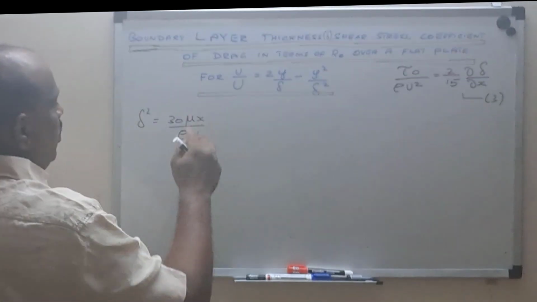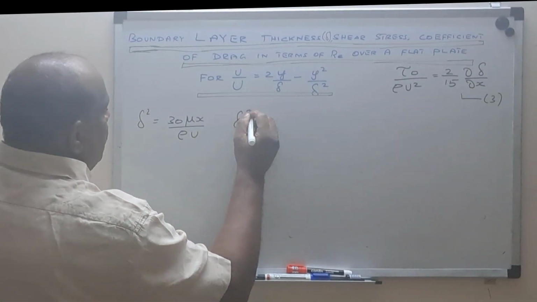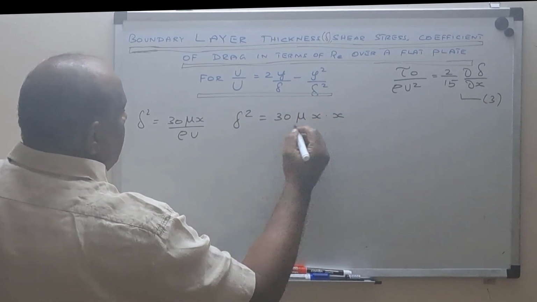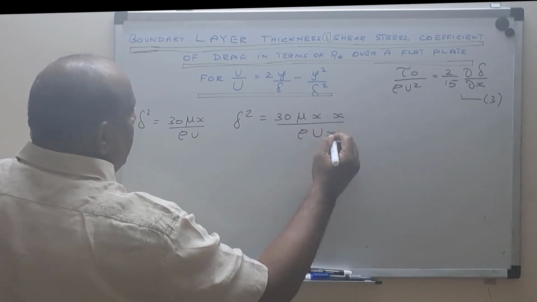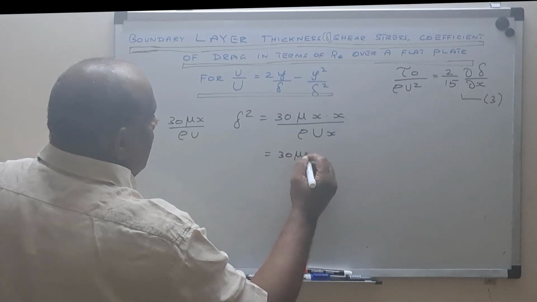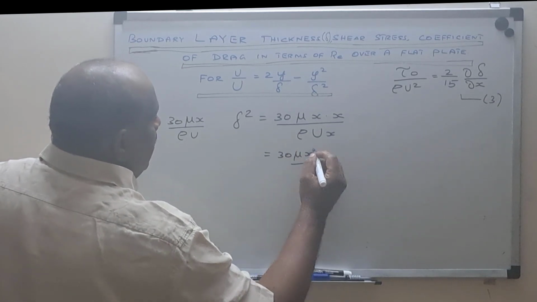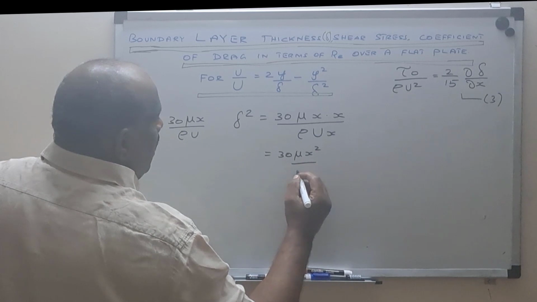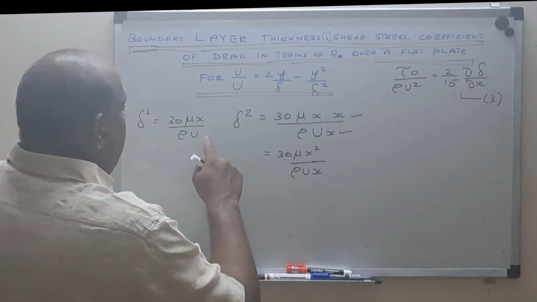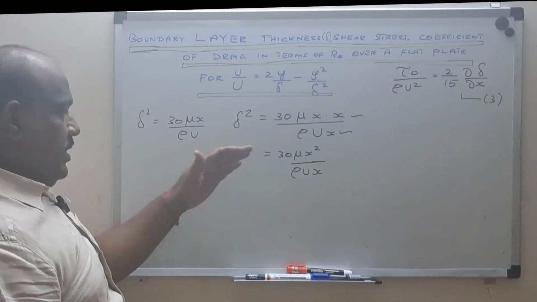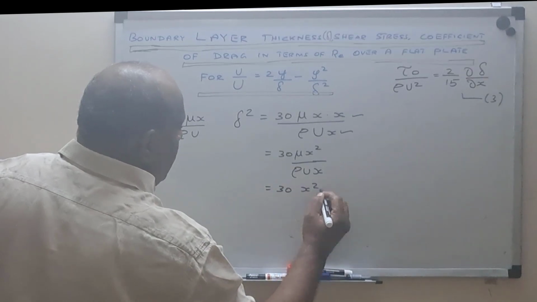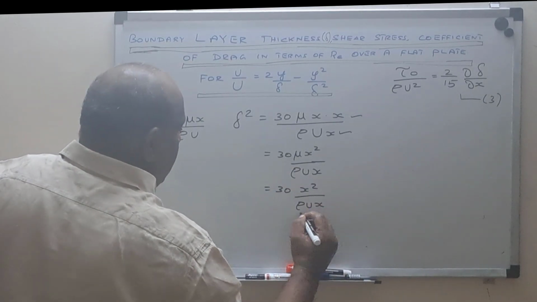Now you multiply x in the numerator and denominator. So delta squared will be equal to 30 mu x into x by rho u into x. So it will become 30 mu x by x squared into rho u x. That was, I multiplied and divided by the value of x, so the value doesn't change. And I'm going to bring this mu also to the denominator. So it becomes 30 x squared by rho u x by mu.